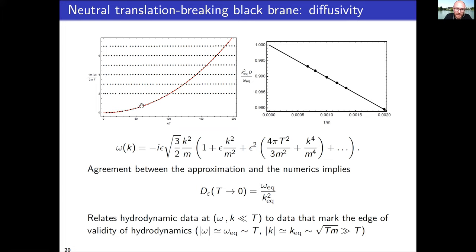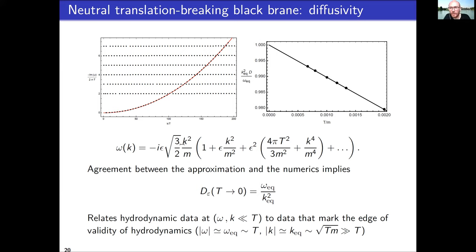Because we have this agreement between the numerics and the analytical approximation all the way to the avoided crossing, that means that we can trust this dispersion relation all the way to the breakdown of hydrodynamics. And so in particular, it directly yields this relation between the diffusivity, the equilibration time, and the equilibration length, simply by inverting the diffusive dispersion relation here and setting omega equals omega_eq and k equals k_eq.